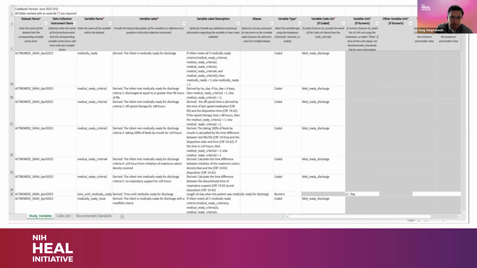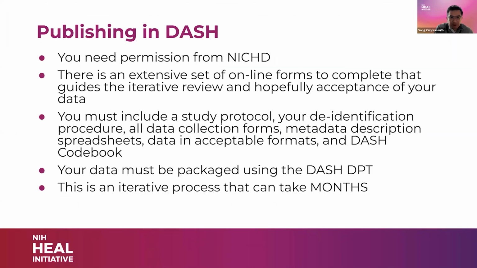Next slide, please. So in publishing, you need permission from NIH. There's an extensive set of online forms to complete that guides the iterative review process and hopefully the acceptance of the data. You must include the study protocol, your de-identification procedures, all data collection forms, metadata description spreadsheets, data in accepted format, and the DASH code book.